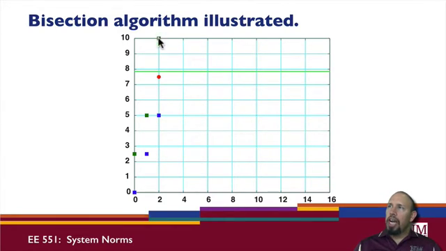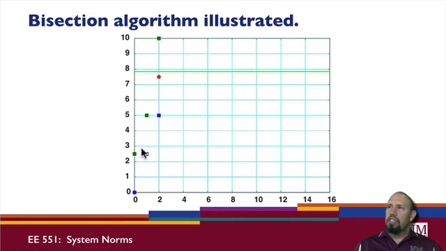Now when we check this value, we plug that into our Hamiltonian matrix and check the eigenvalues, and I do not get eigenvalues on the imaginary axis. So this is truly an upper bound. So the doubling algorithm keeps doubling this value until we get a value that is truly above the H infinity norm. And you can tell it's above because when I plug that into my Hamiltonian matrix, I don't get eigenvalues on the imaginary axis.